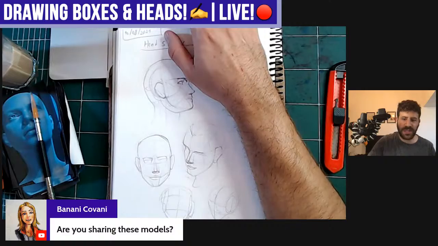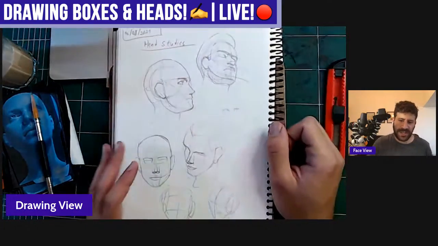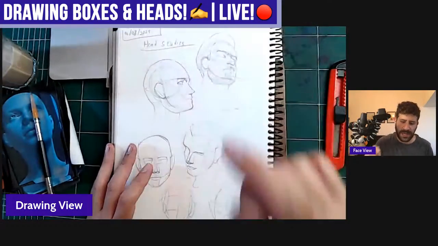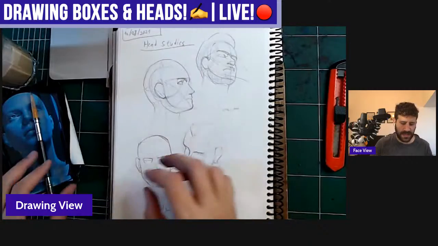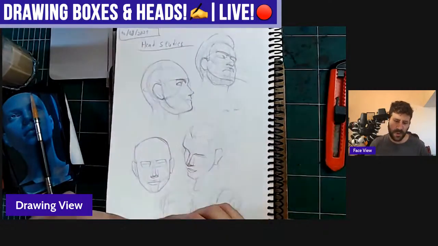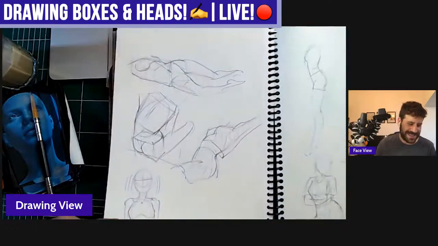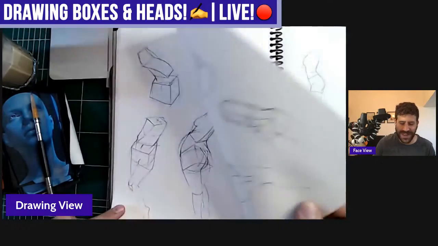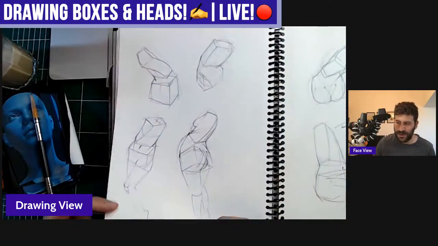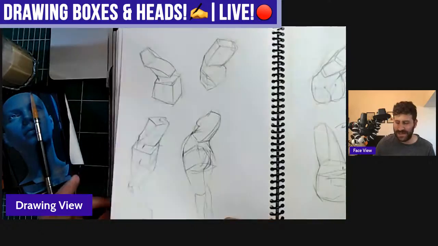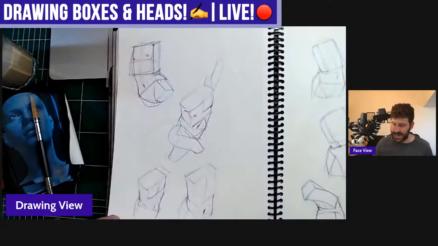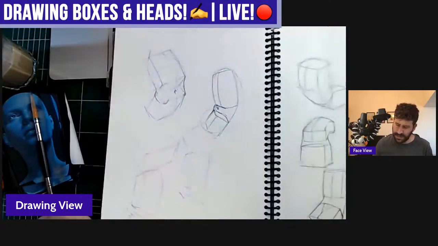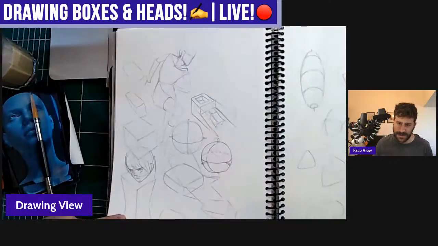Are you sharing these models? Yes. Please, Banani, take a look at the description of the live stream. It's there. I have the softer model and the rougher model. Both are linked. If you go to this website, Sketch Lab or whatever it's called, you won't find them. I don't know why it's hard to find them now, maybe because they're old, but I found them a long time ago, and I've been using them ever since. But yeah, let me see if I have more faces here. I want to show you some faces.